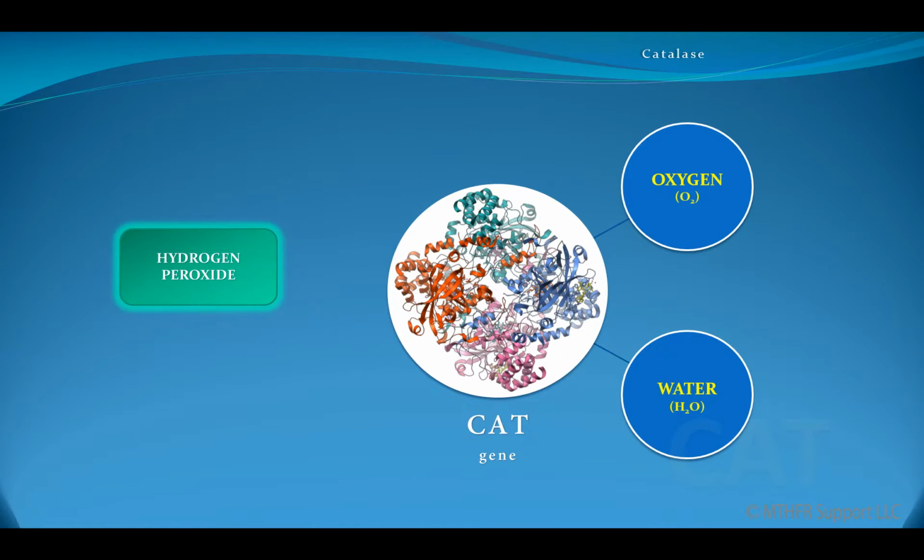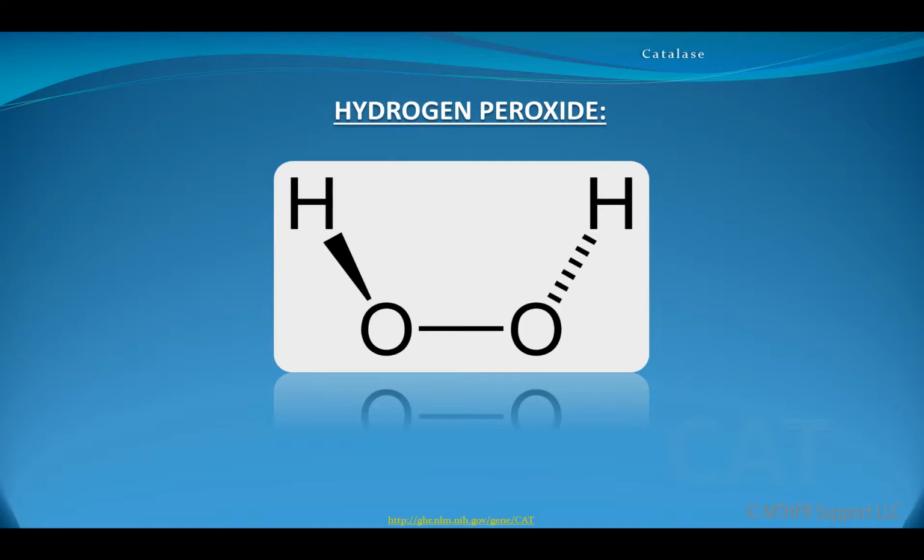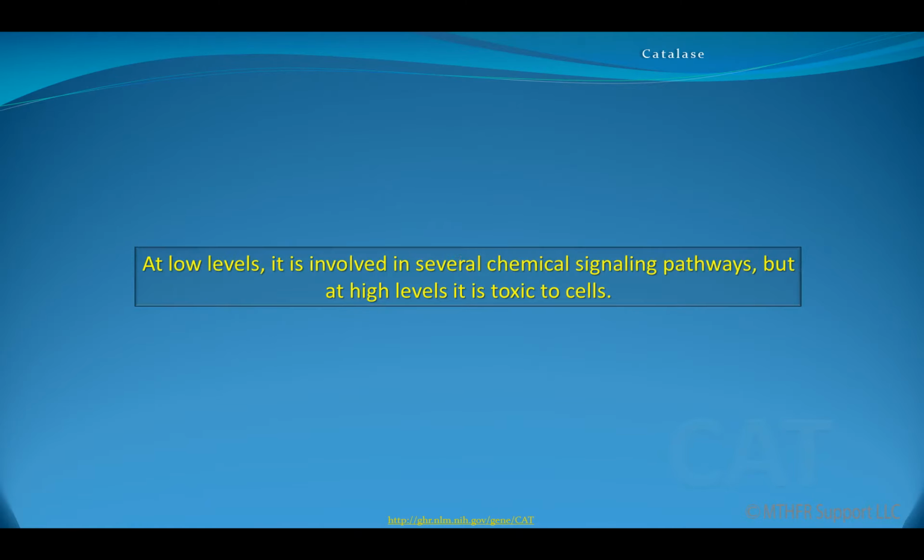Catalase is active in cells and tissues throughout the body, where it breaks down hydrogen peroxide molecules into oxygen and water. Hydrogen peroxide is also known by its chemical formula H2O2. Hydrogen peroxide is produced through chemical reactions within cells. At low levels, it is involved in several chemical signaling pathways, but at high levels, it is toxic to cells.